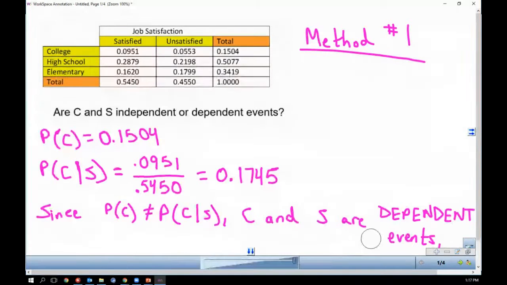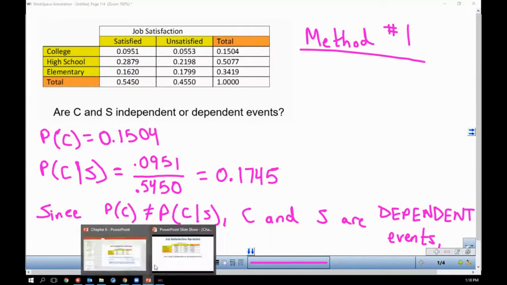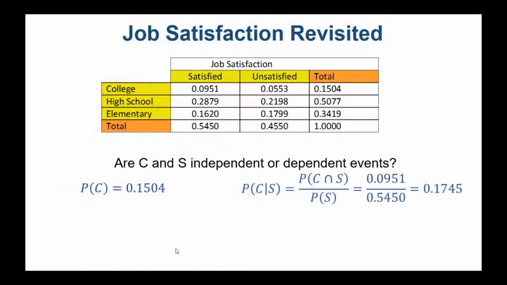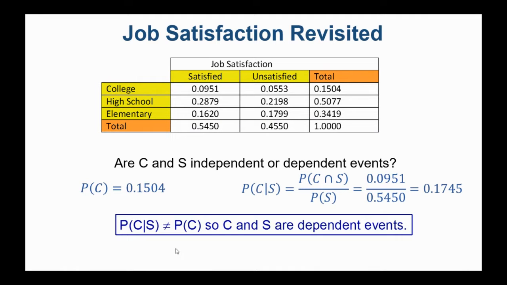Okay. Let me go back to the PowerPoint. So this is all stuff that we just did. Since they're not equal, they're dependent.